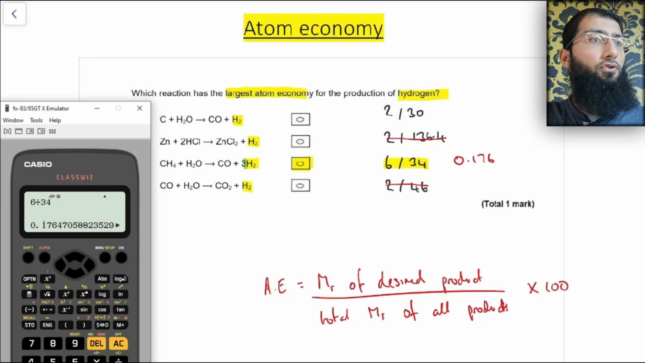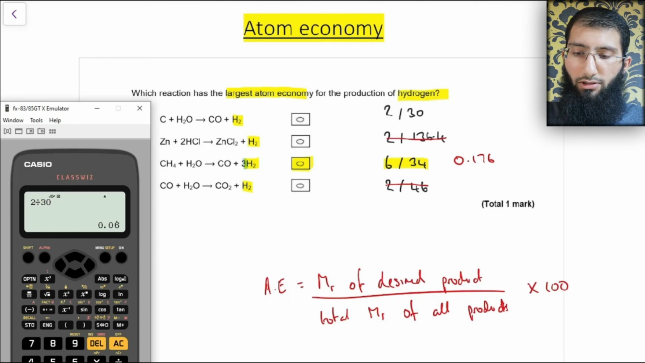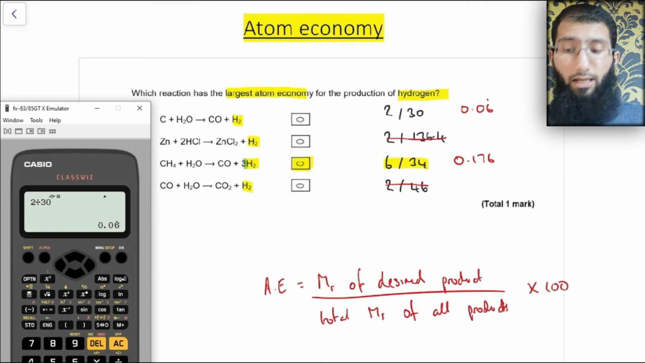And if we do the same for 2 out of 30, and you can do this, to be honest, in your head, it's going to give us 0.0666 recurring. So immediately, out of the two, C is the larger number. So therefore, C is going to provide the largest atom economy for hydrogen when multiplied by 100.